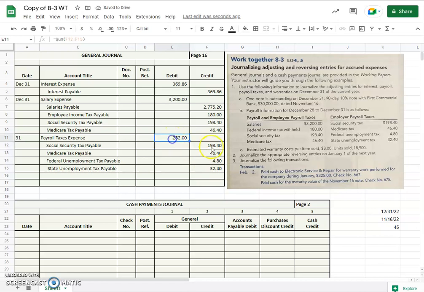$282 is what we're going to go ahead and expense for the portion of this payroll period that is in this calendar year. All right, so that's that entry, and we've got one more to go.